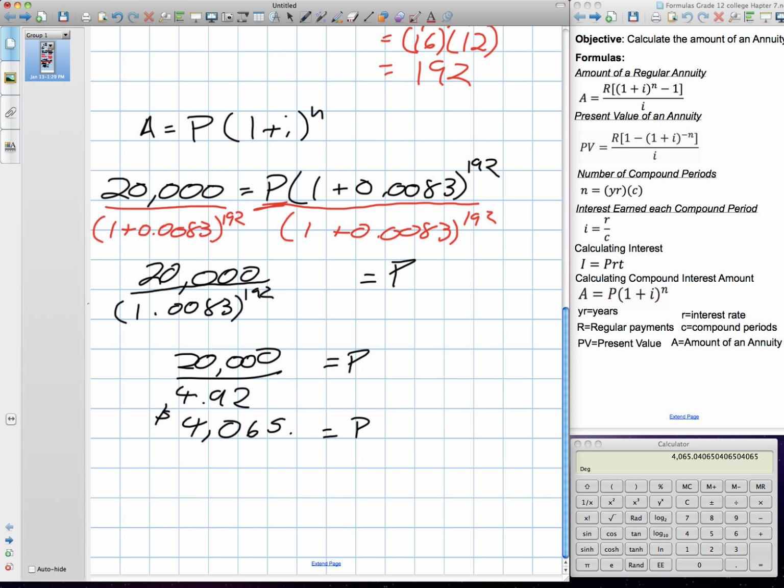So what this says is if they invest right now, which is something you can know because there are bonds like this. If you were to invest $4,065 right now into a bond like this where you got 10% compounded monthly and you left it there for 16 years, in 16 years that would be $20,000.